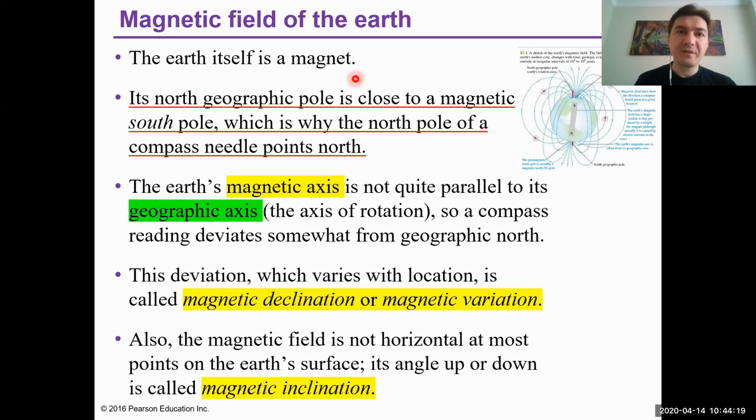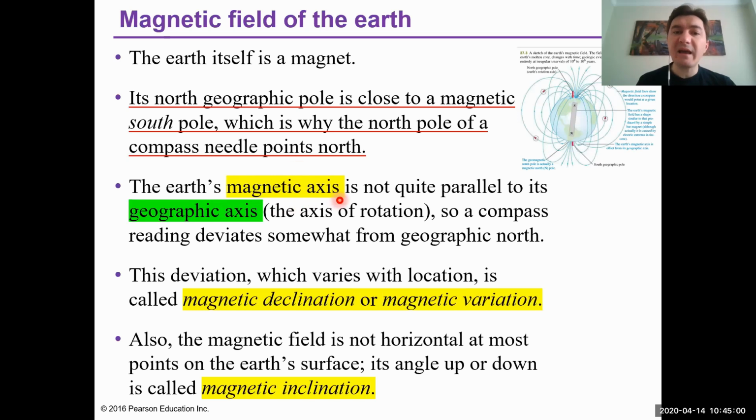So let's continue with the magnetic field of the Earth. Here you see Earth. I will go into detail. First of all, I would like to give you short information. The Earth itself is a magnet. So there is a magnetic field around the Earth. This is for sure, certain. Its geographic pole here is close to a magnetic south pole. Okay, magnetically, this pole is south pole, and magnetically, this pole is N pole. I will go into detail.